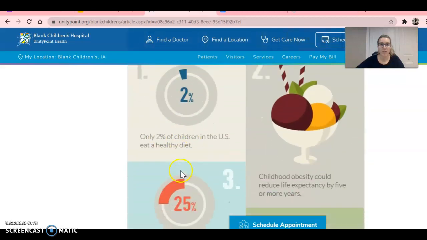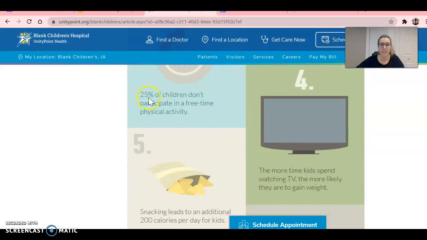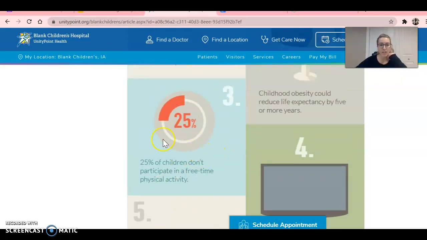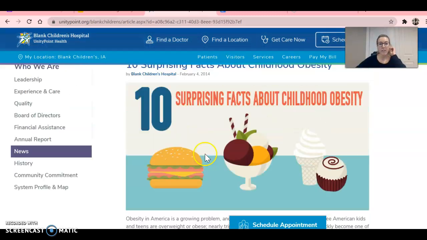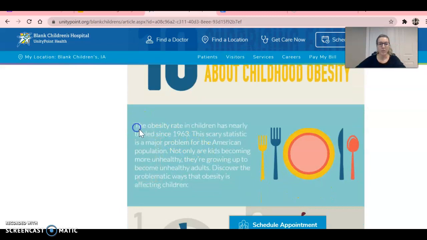Okay, so 2% of children eat a healthy diet. Childhood obesity could reduce life expectancy. 25% of children don't participate in a free time physical activity. That's a piece of evidence that I could use. It's a statistic and it has to do with physical activity. So here I've found already 2 pieces of information that I could use as evidence to support my reasons. So the obesity rate in children has nearly tripled since 1963.